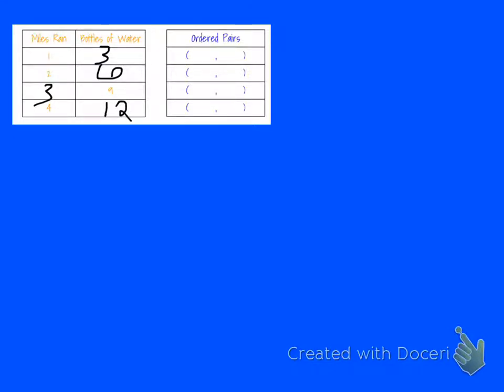Now we have to make these points into ordered pairs because we are going to plot them. Ordered pairs are just the numbers that tell you which point, where to make your point on the coordinate grid. So the ordered pair for the first one is just 1, 3. The next one would be 2, 6. This is going to be our x and this is our y. The next one would be 3, 9, and the last one would be 4, 12.